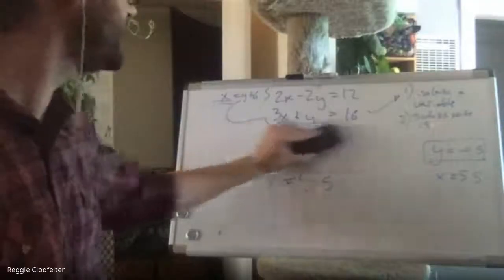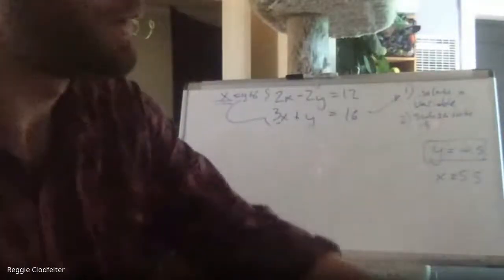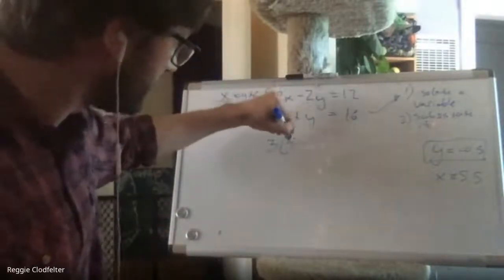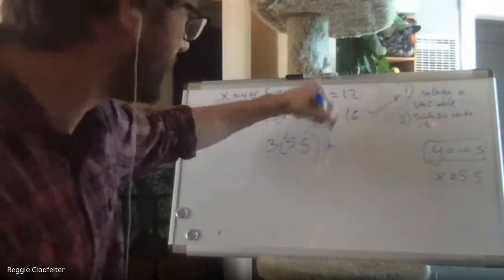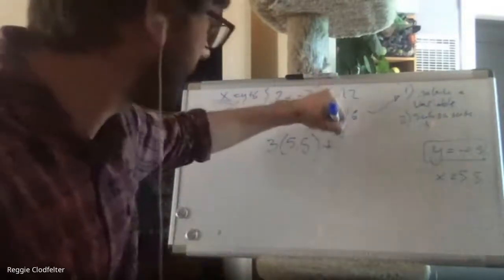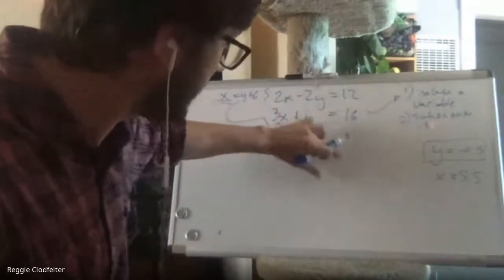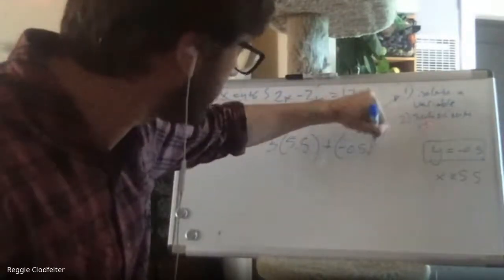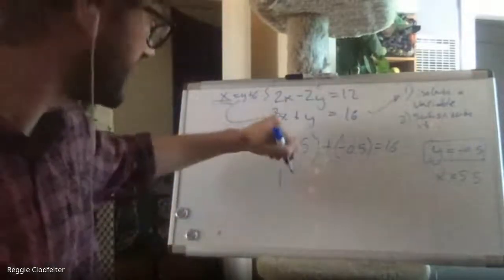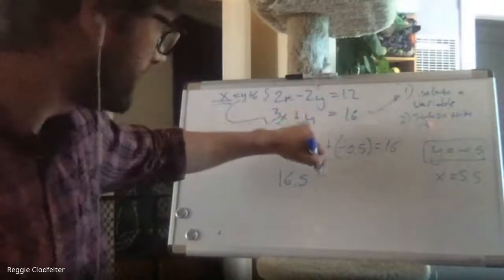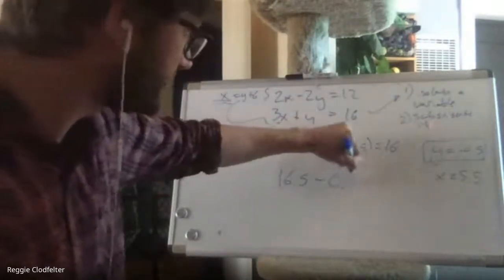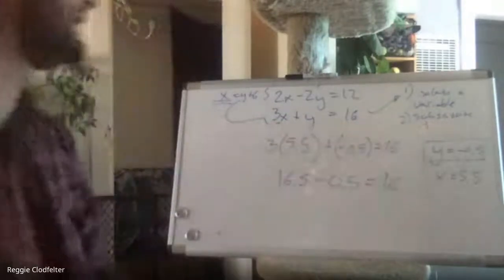So now, lastly, I'm going to check my work by plugging it into the other equation. 3 times 5.5 plus -0.5 equals 16. Let's find out if that's a true statement. 3 times 5.5 is 16.5, minus 0.5 equals 16. Correct.